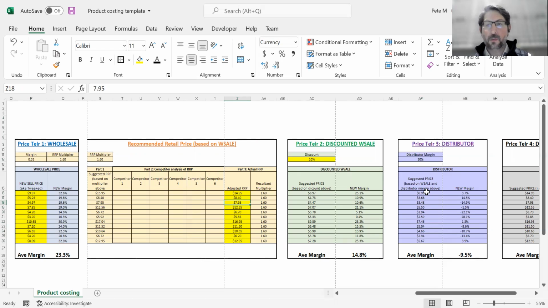So really what we're saying here is, for a distributor to make a 30% margin, we need to sell it to them for $6.98, because we sell it to them for that much. They then sell it to Coles and Woolworths for that much, and then everybody's taking a piece of the pie along the way.